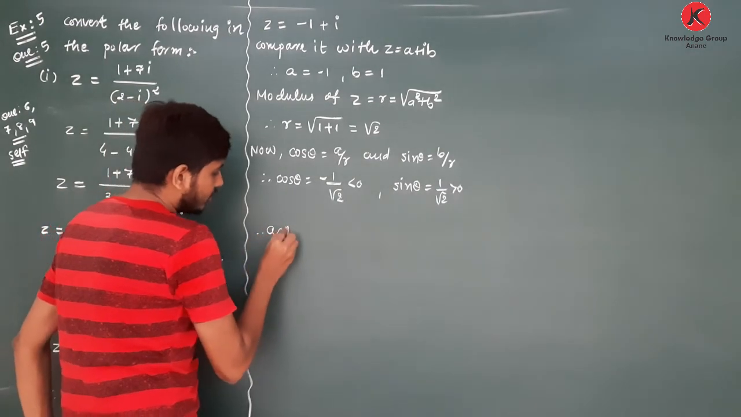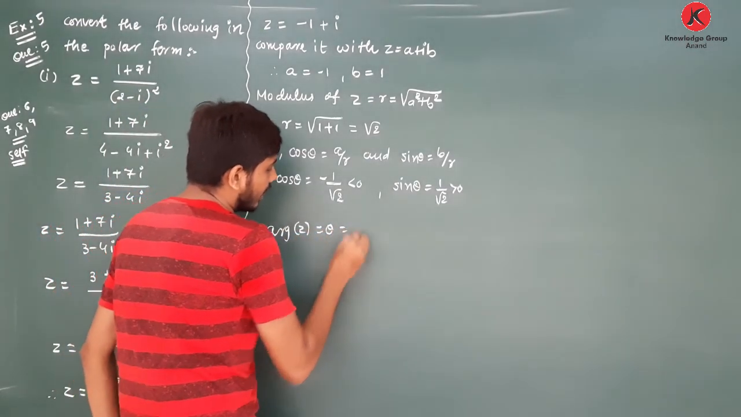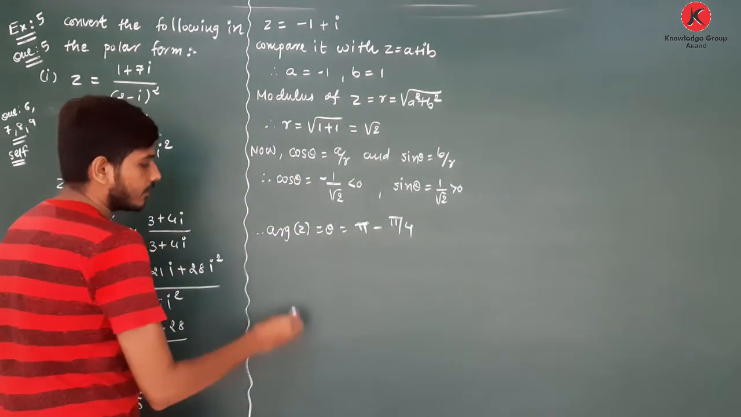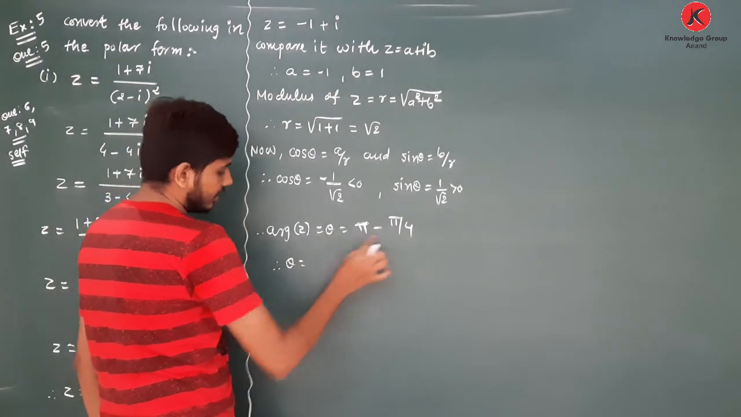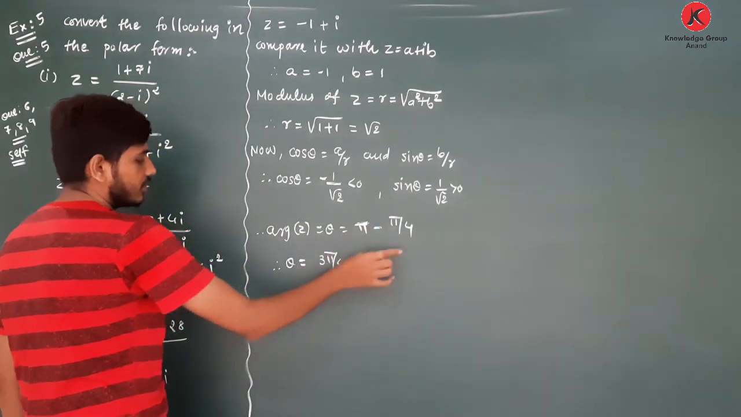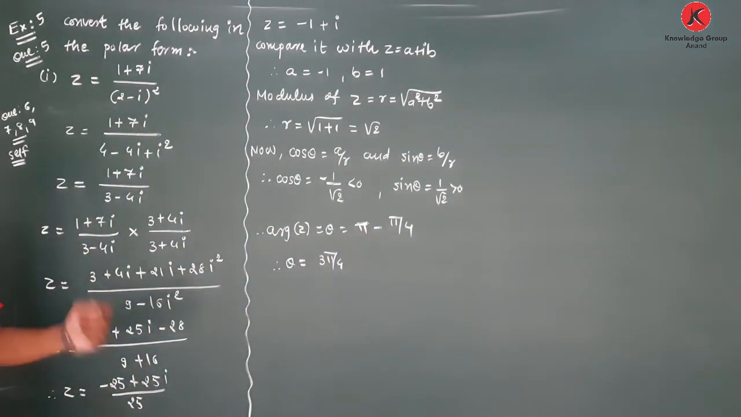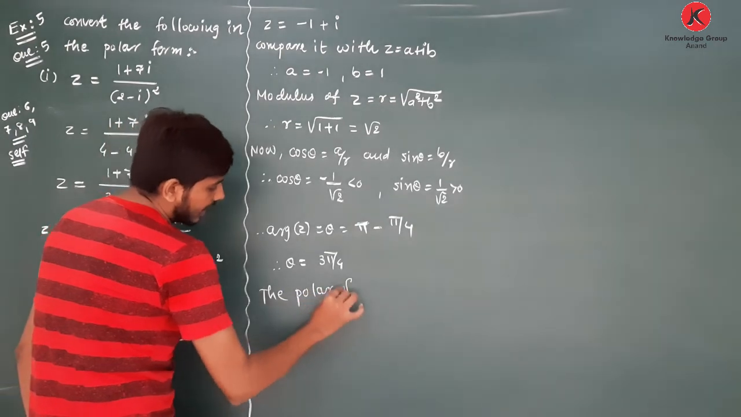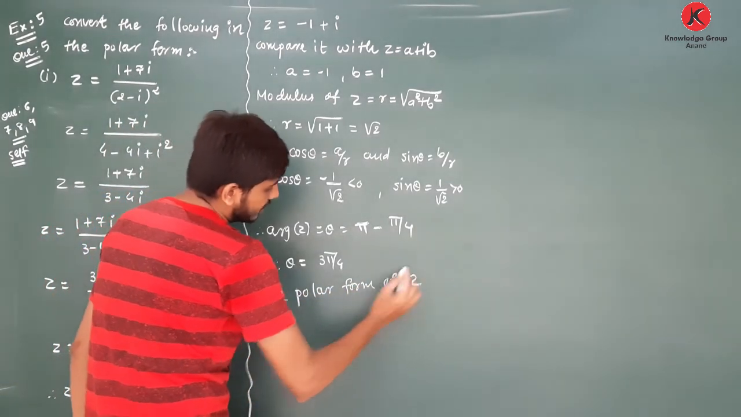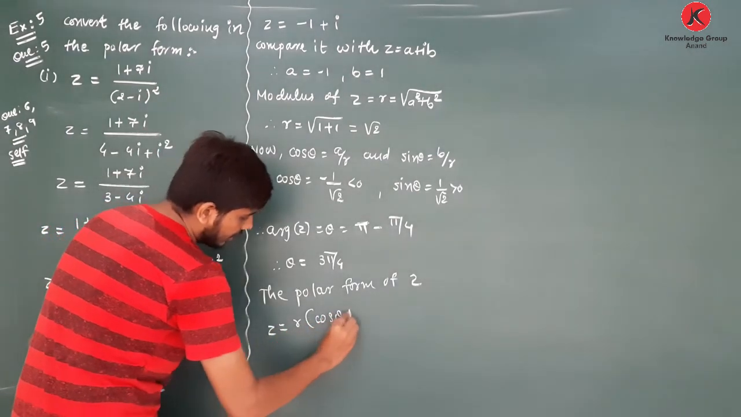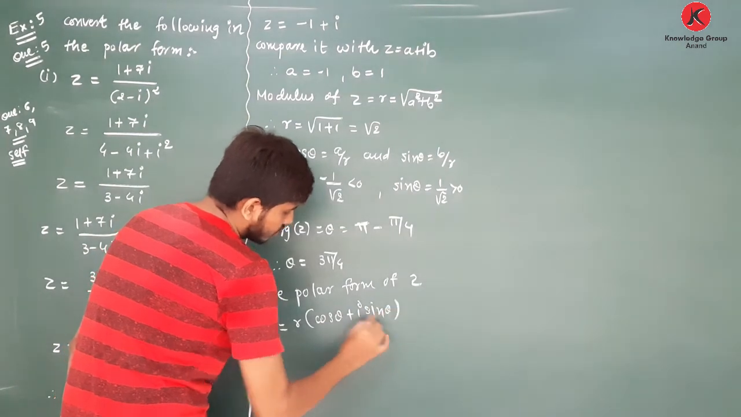Therefore the argument of z, which is theta, is pi minus alpha. Alpha is pi by 4. Therefore I am getting theta equals 3 pi by 4, that is 4 pi minus pi by 4. 3 pi by 4 is the argument of z, theta. The polar form of z is given by z equals r into (cos theta plus i sin theta).